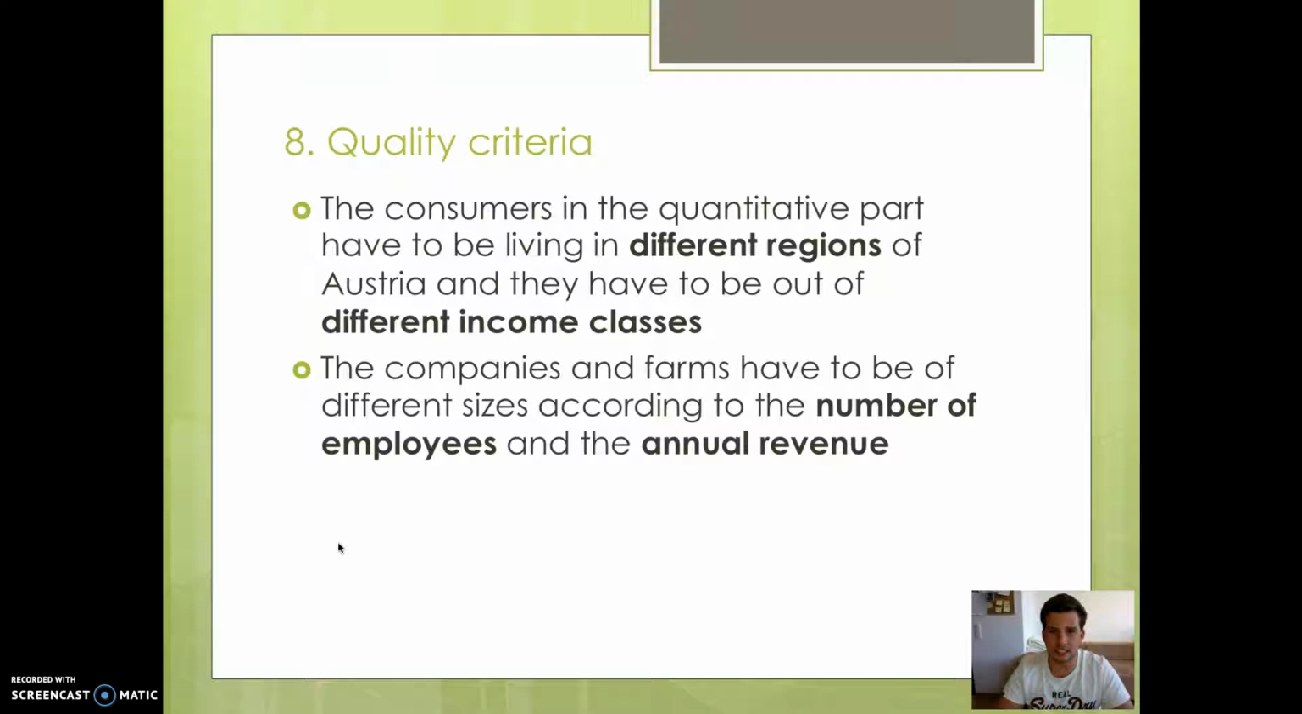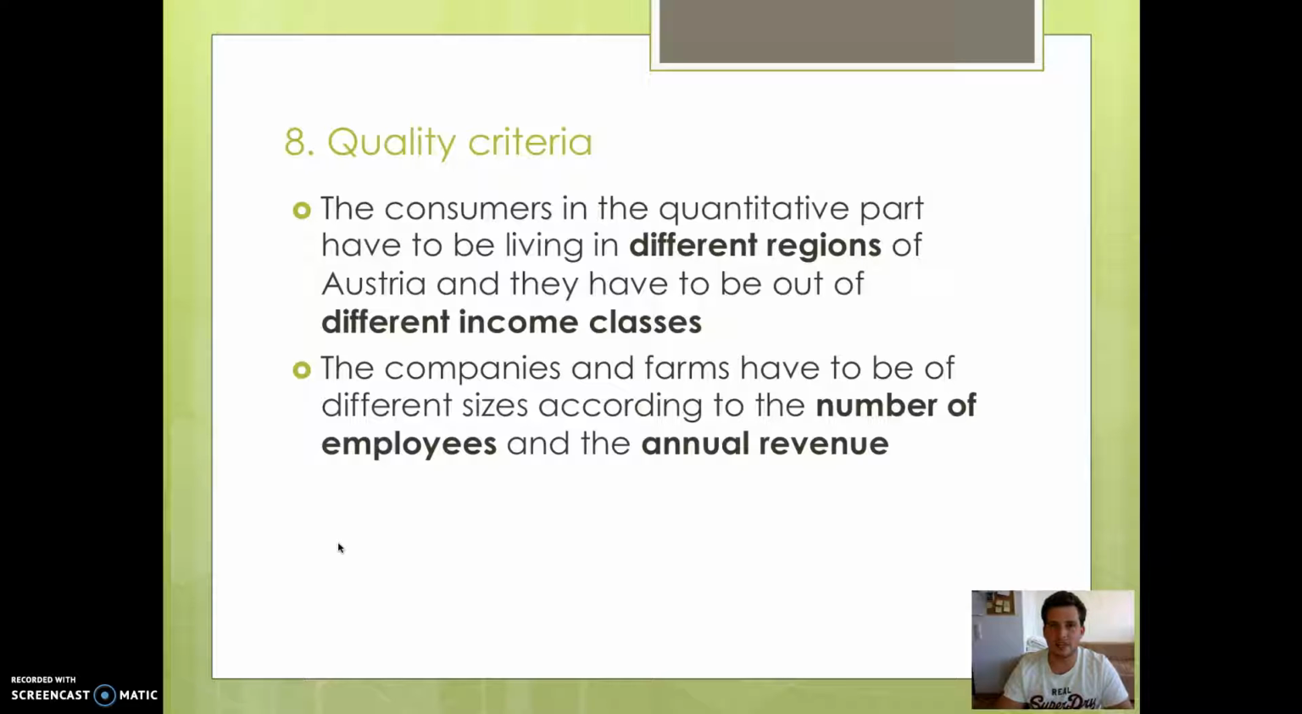The quality criteria for my research is pretty clear. It has to be in different regions of Austria, and I have to reach different income classes. So I have to find out about the eating habits or the buying habits of food, and the nutrition habits of really poor people and also of the rich people, and how much it differs. I think that the difference is not going to be too big, but the outcome is going to show this.